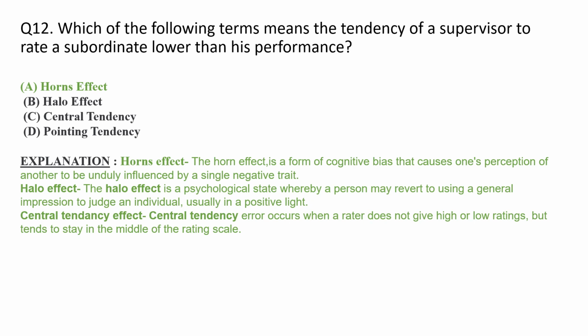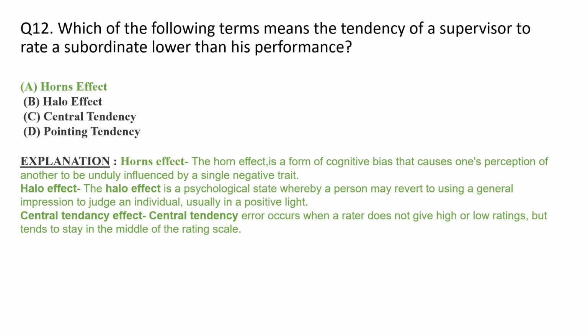Next one is, which of the following terms means the tendency of a supervisor to rate a subordinate lower than his actual performance? Options: Horn's effect, halo effect, central tendency, pointing tendency. So the correct option is Horn's effect. Let us see the meaning of each of the following effects. First one is Horn's effect.